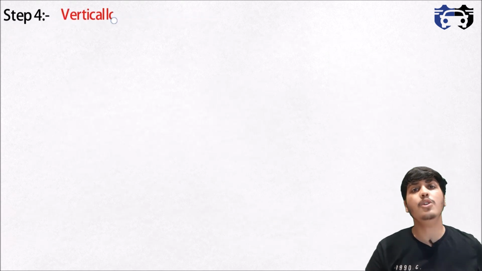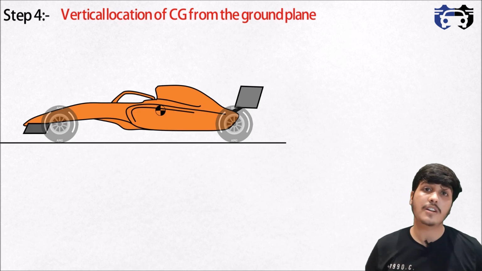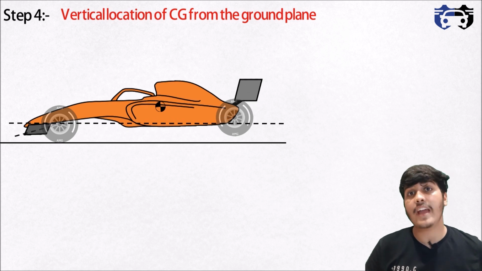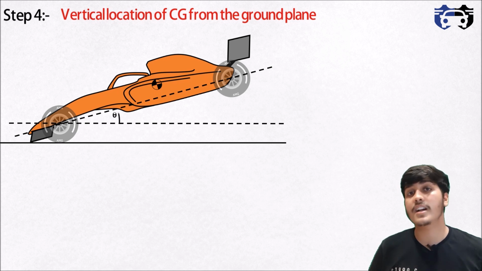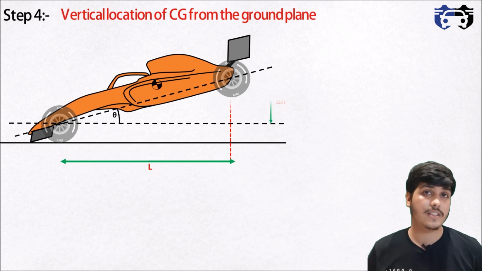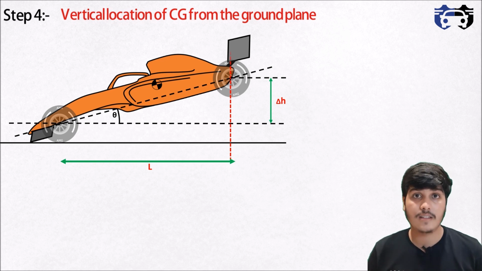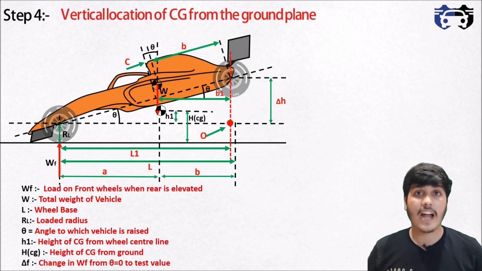Step 4. Vertical location of CG from the ground plane. For finding the vertical height, you have to lift the rear axle of the vehicle up using a jack, such that the front tire is stationary on the weight scale without moving forward. So in this figure, you can see the car is lifted from the rear with a small angle theta, which can be approximated as delta h by L if you don't have an instrument for measuring the lifting angle. Also, the nomenclature of all the terms is listed here, you can check that.